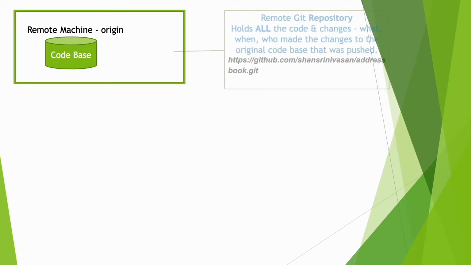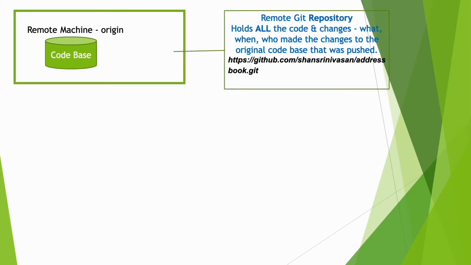Okay, first and foremost, we have the remote repository or remote code base where everything is checked in. So let's call it origin. Could be cloud, GitHub. So that's where you have all your code base. And when you say repository, it holds all the code and changes, what, when, who made the changes, like everything, right? So let's use this addressbook.git as an example here. I'll be using this in a demo later, but just try to picture this.